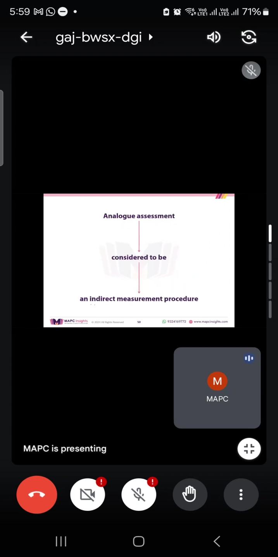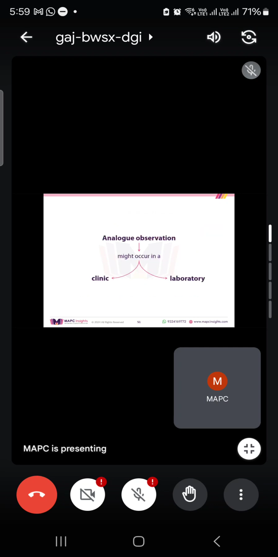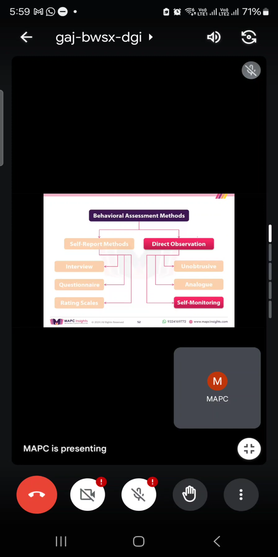These assessments are like an indirect measurement procedure because it is done in a lab, not direct. That is natural. This observation might occur in a clinic or in a laboratory. That's what analog and natural setting are.